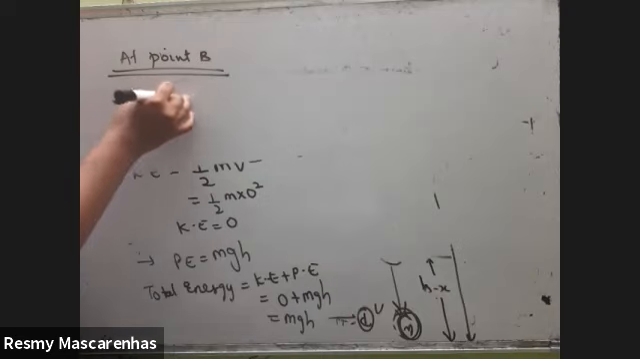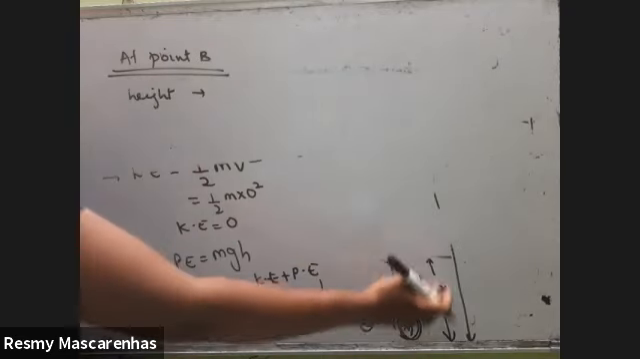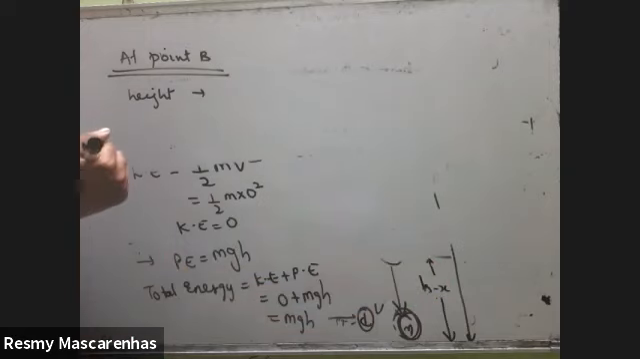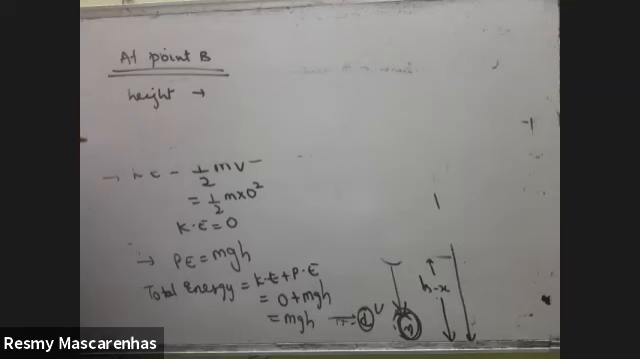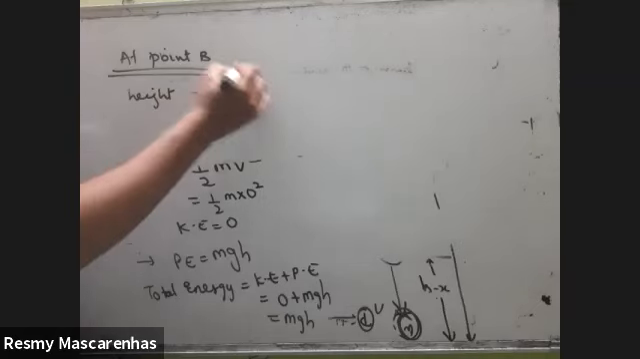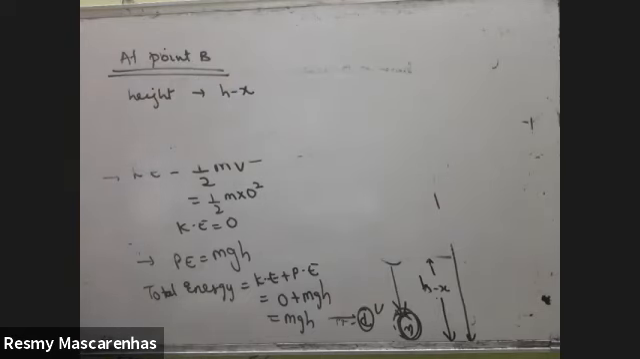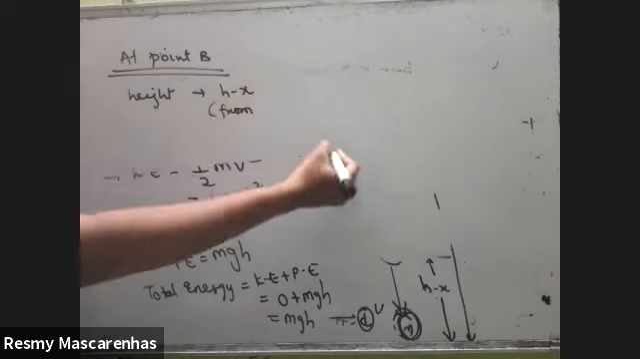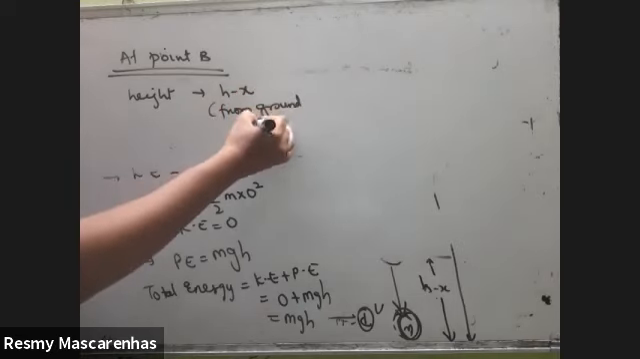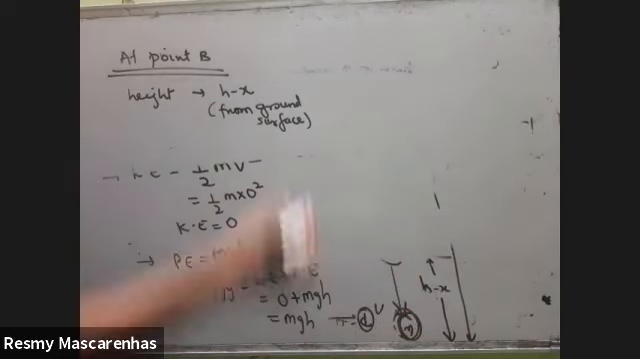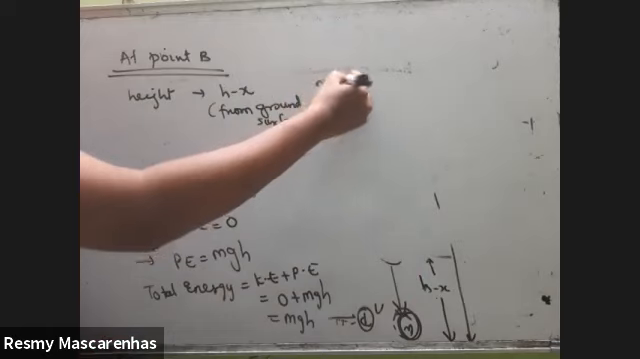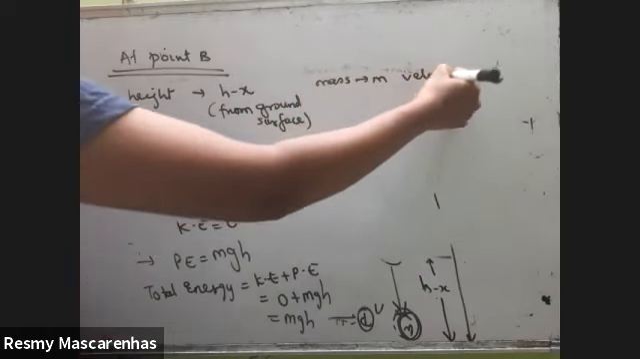Point B. Height is now what? From the ground at point B, it is h minus x, because this is measured from the ground, not from up. From the ground surface, how much height is that at point B? So it is h minus x. The mass is the same, m, and the velocity is v now, not 0.